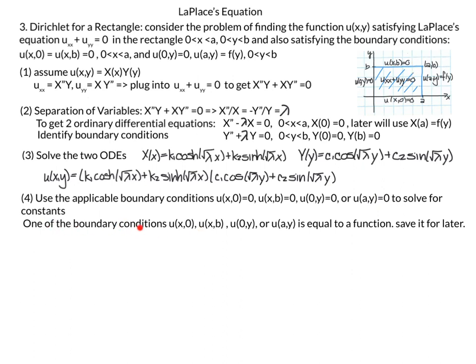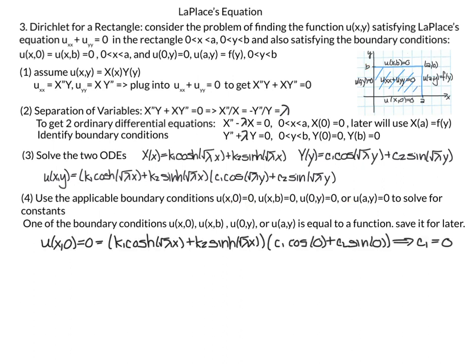There is going to be generally another boundary condition that's equal to a function. In this case, it's this boundary here, when x is equal to a. And we're going to save that for later. So right now, we're doing the boundaries where one of the boundaries is equal to 0. And I'm going to start with where y is equal to 0.